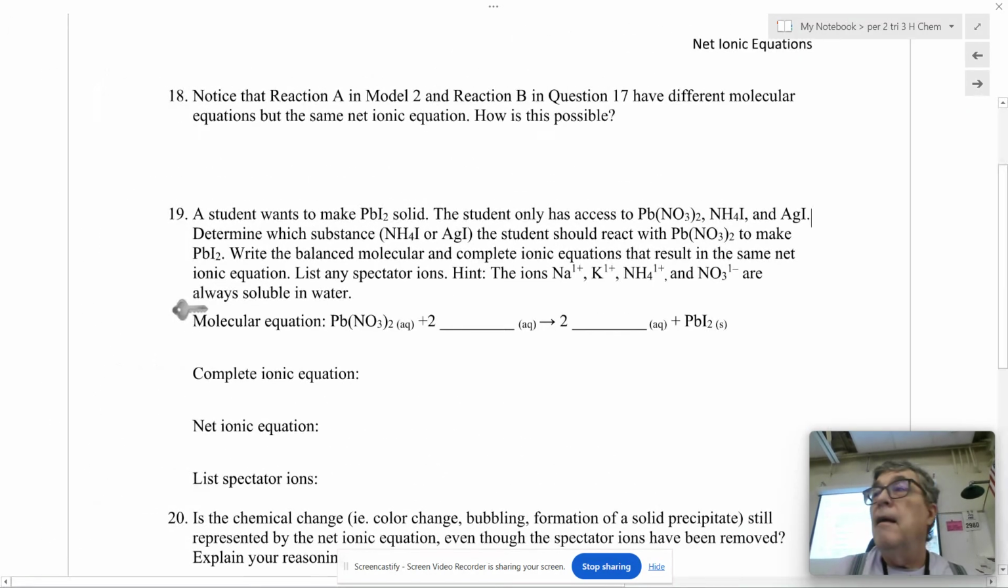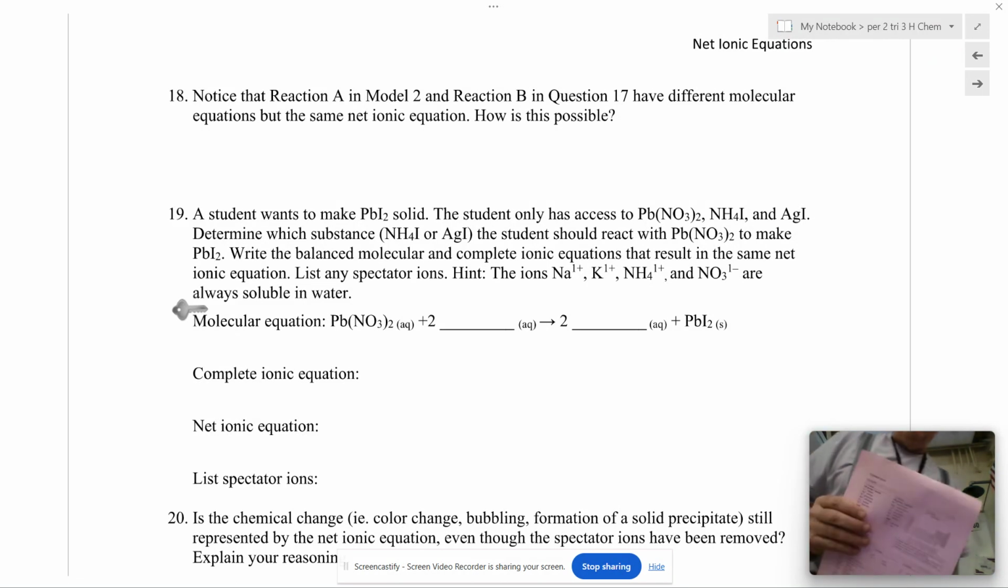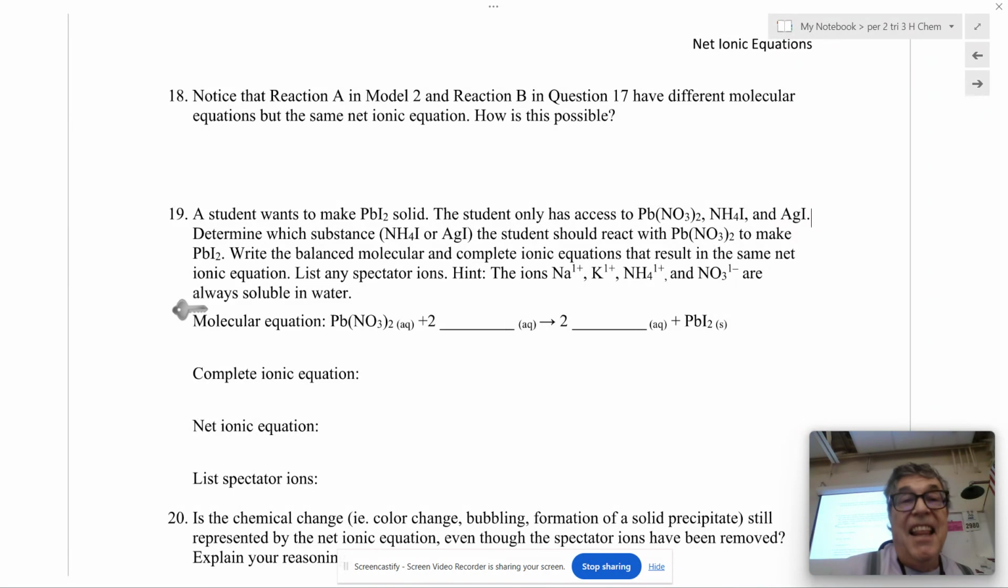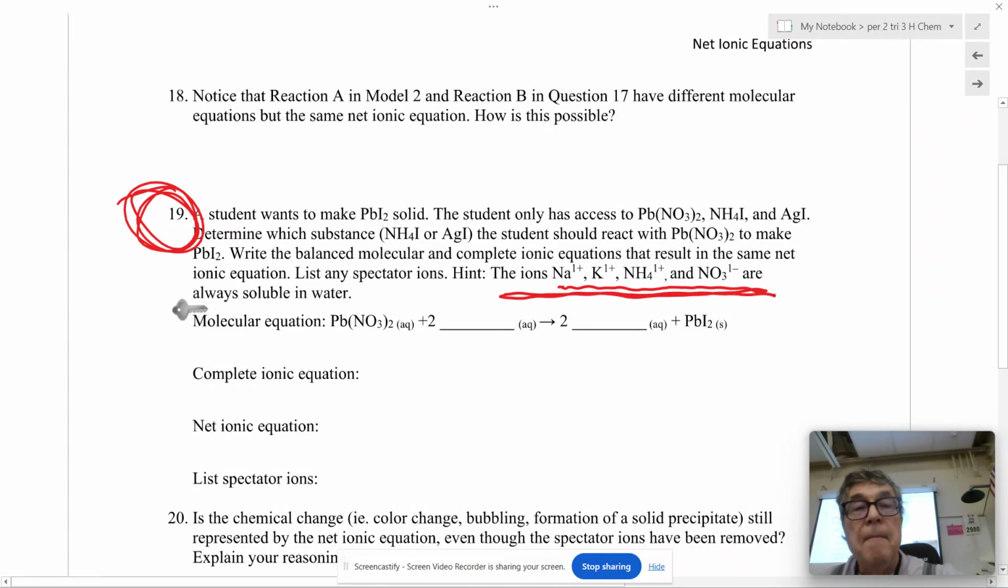Now this is where you're going to be using that pink sheet, that list of common ions, because we have a set of rules, and you can either memorize these or you can make a note on your pink common ion sheet. Now, if you happen to be watching this video, you're a rare breed because you're studying outside of class. Thank you very much for doing that. But this has a list of all the ions you might need to use for this class, so you don't have to have them memorized. But you'll notice right here on question 19, where I'm underlining, it says, these ions are always soluble in water.